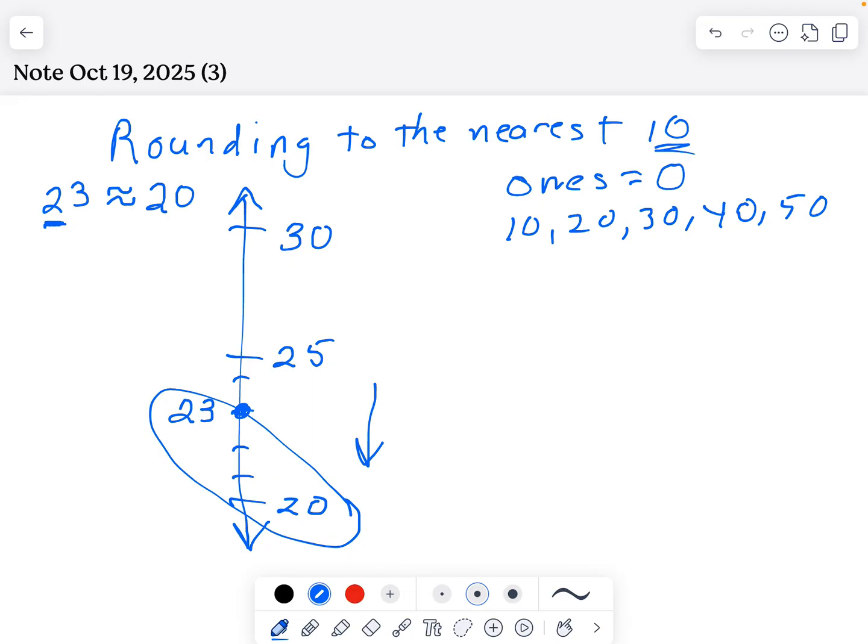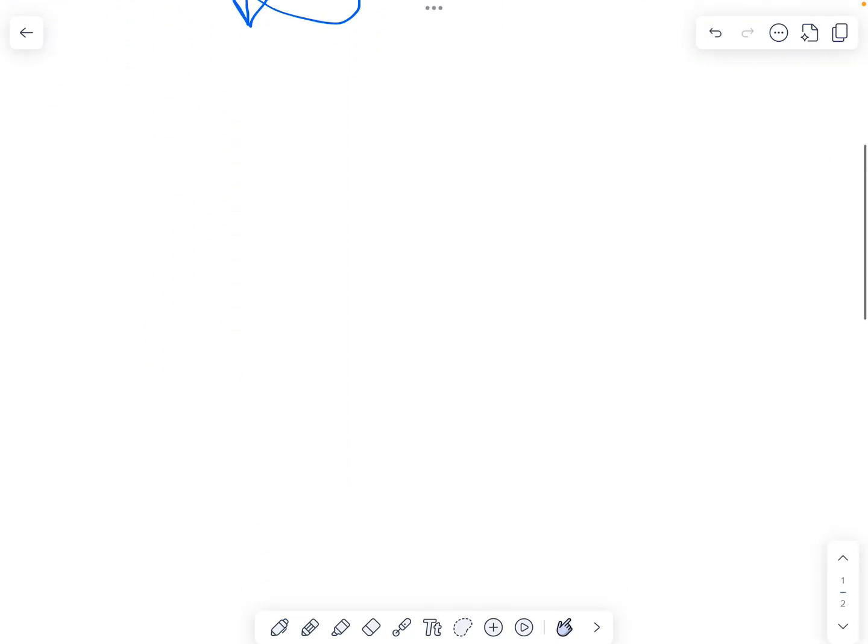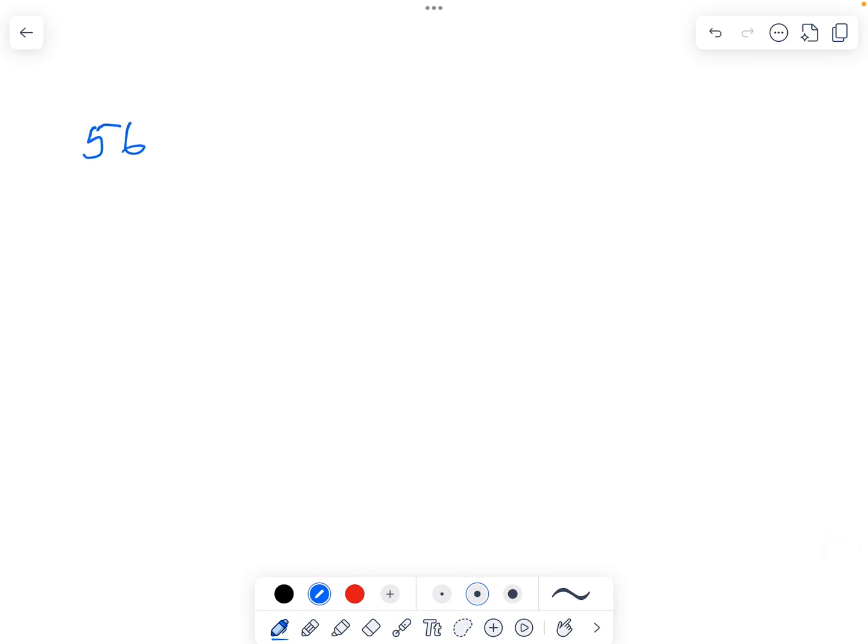Let's try another one. Let's round 56. Again, I'm going to use my vertical number line. I have my 3 reference points. I'm going to look for my tens place, which is 50. 56 is a little bit more than 50 and less than 60, so my lower endpoint is going to be 50. I'm going to add 10 to that to get my upper endpoint, 60. Midpoint between 50 and 60, add 5 to 50, is 55.